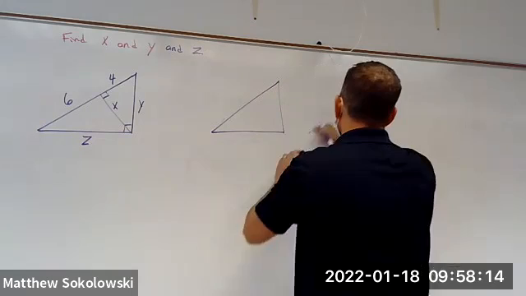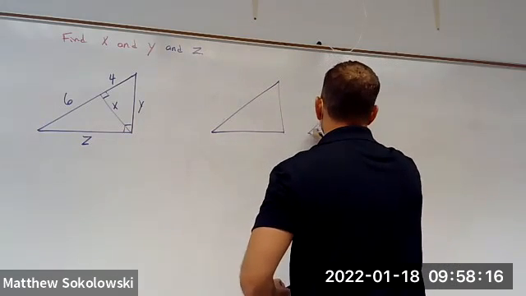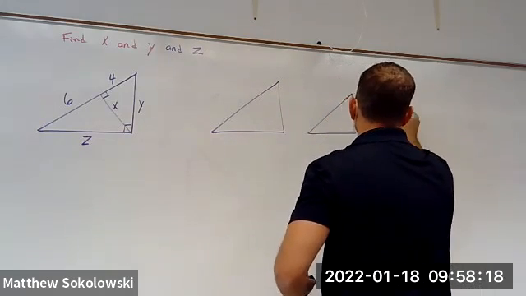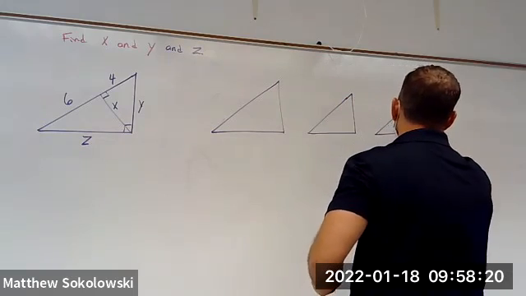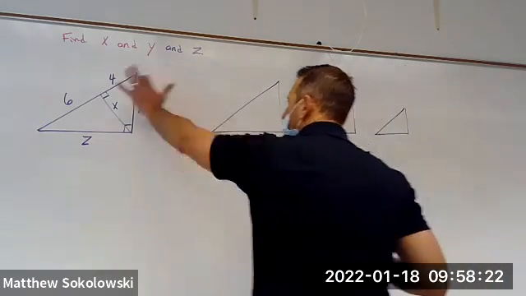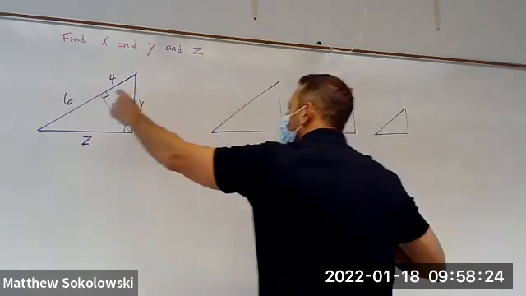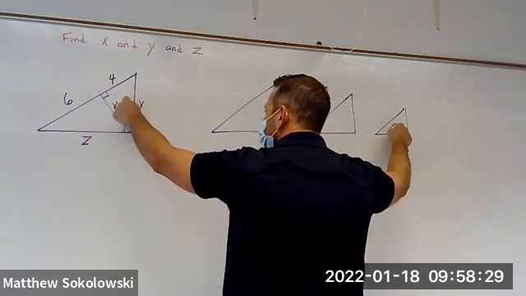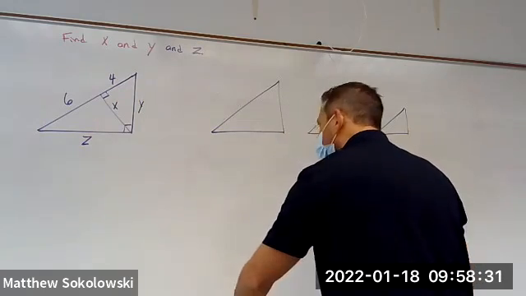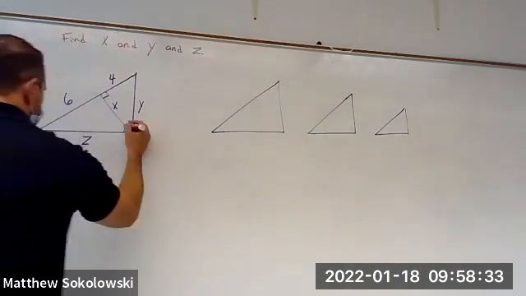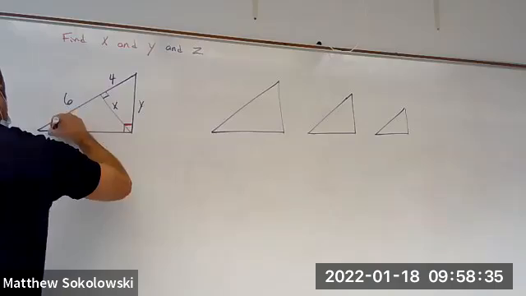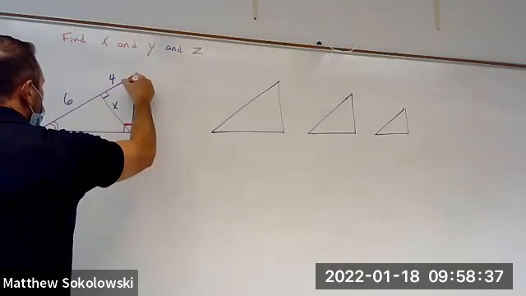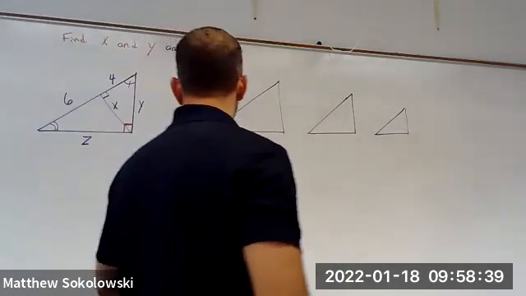And I'm going to redraw the other two. So we got a medium-sized triangle. Having a hard time drawing today. Got the medium-sized triangle and then the smallest triangle. Okay, so the big one is this one. This medium-sized one is this one. And then the littlest one is this one. Now, the other thing that helps out is mark the angles. We've got a right angle, we've got the smaller angle, and then the other acute angle.